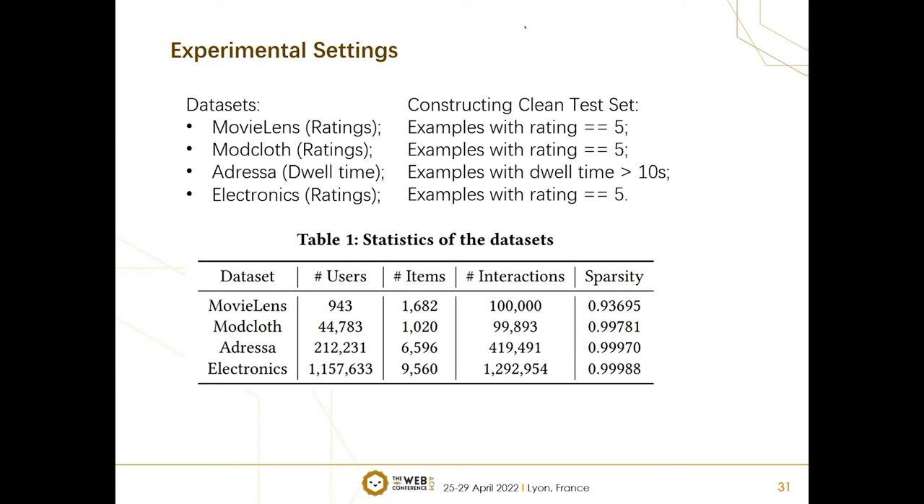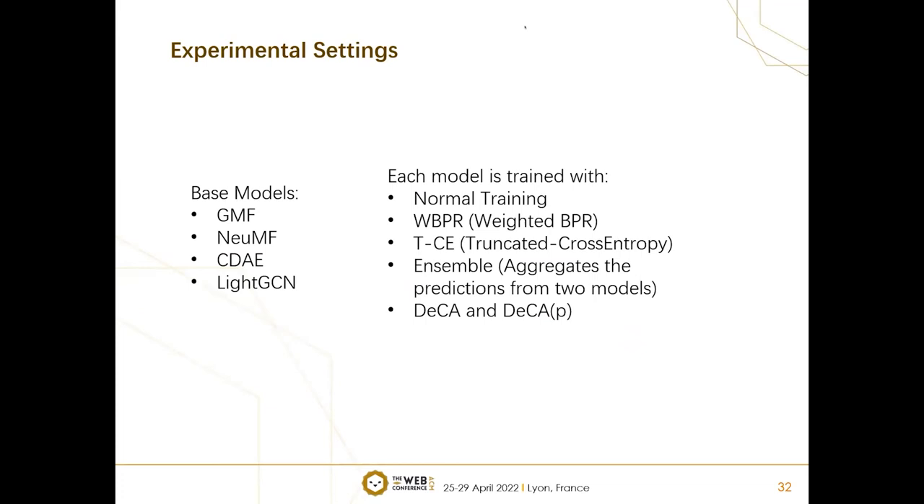Table 1 shows the statistics of the datasets, and we can see the sparsity of these four datasets here. Then as for the model and the baselines, we chose four base models, GMF, NeuralMF, CDAE, which is Collaborative Denoising Autoencoder, and GCN. Each model is trained with six strategies. WBPR, TCE represent sampling strategy and weighting strategy respectively.